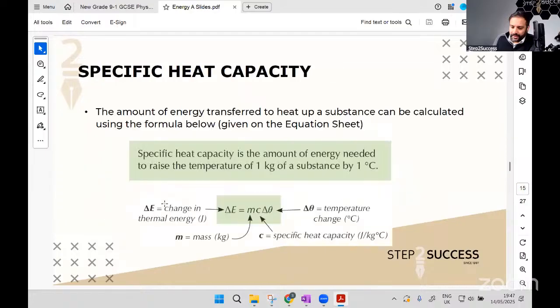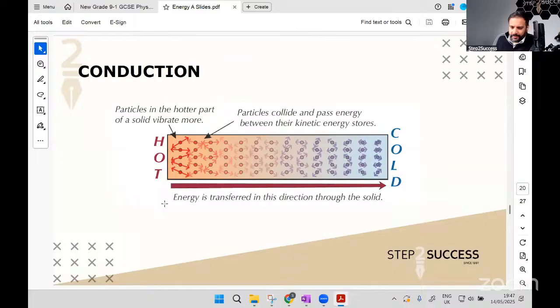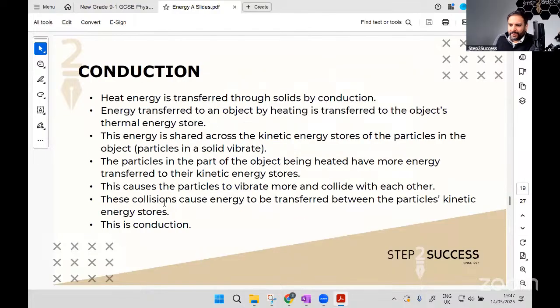I'm not going to do that question, nor specific heat capacity. The problem with this page is that loads of it is just equations, and you don't really need to know any. So I will talk about conduction and what conduction is.